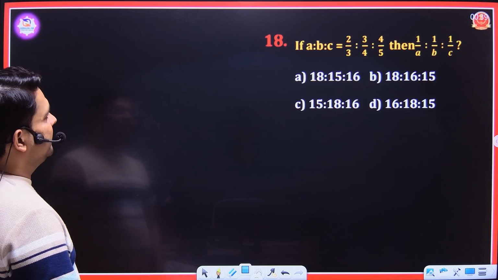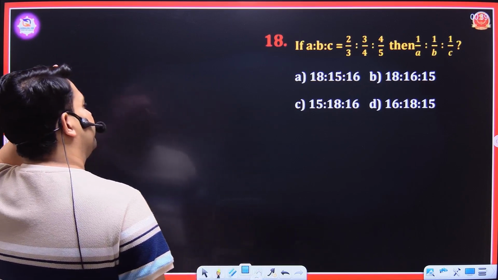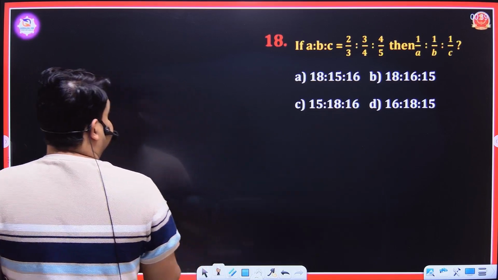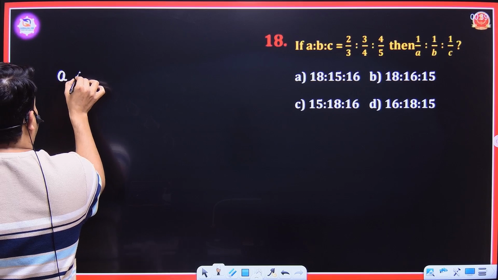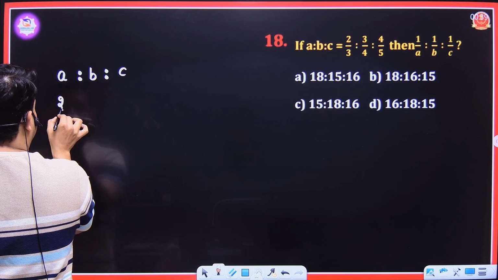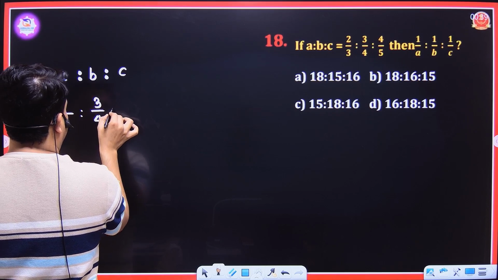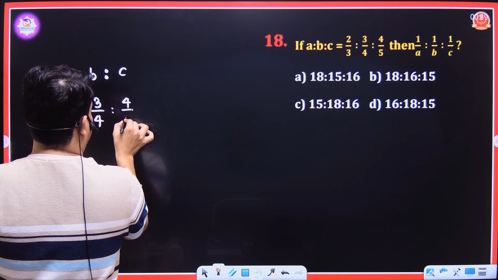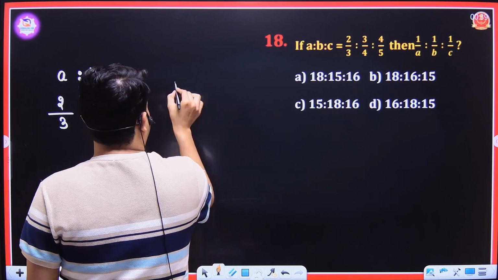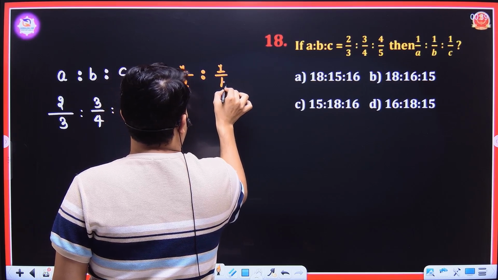A ratio B ratio C is 2 by 3, ratio 3 by 4, ratio 4 by 5. We have to write the ratio of the reciprocals. So first of all, we will write A ratio B ratio C. What is it? 2 upon 3 ratio 3 upon 4 ratio 4 upon 5. And we have to write the ratio of their reciprocals: 1 upon A ratio 1 upon B ratio 1 upon C.